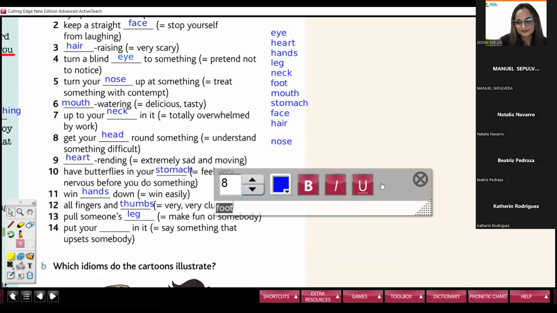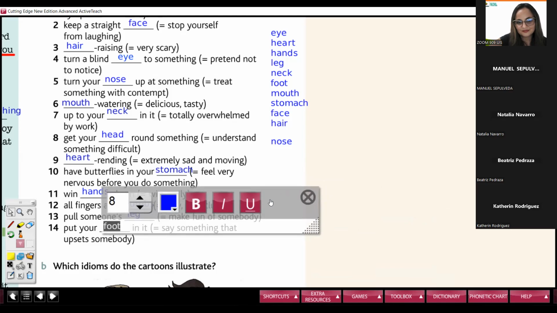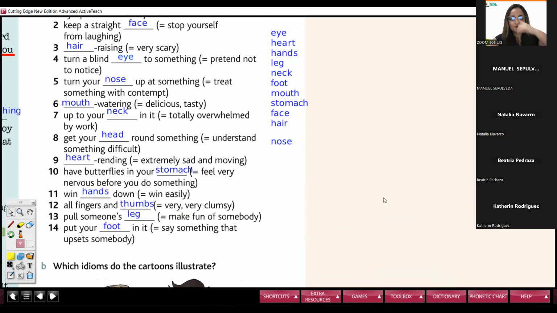Teacher? Yes? Could you please give us an example of that one? Or put your foot in it? Yes. Okay. Yes, for sure. For example, we are in a very tense moment. And we are supposed to say good things because the person, for example, Manuel, is so upset and irritated. So I say, like, Catherine, don't say anything. Please don't put your foot in it. No metas la pata. Yeah? Like, no la embarres. Yes? That's put your foot in it.